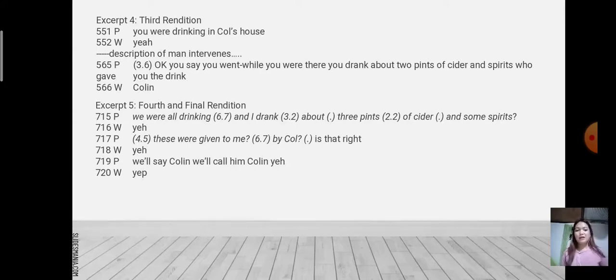The second rendition, in excerpt 4, is merely an interview between a police officer and a witness. But excerpt 5, which is the fourth and final rendition, is the time when the police is asking if it is really the statement of the witness.